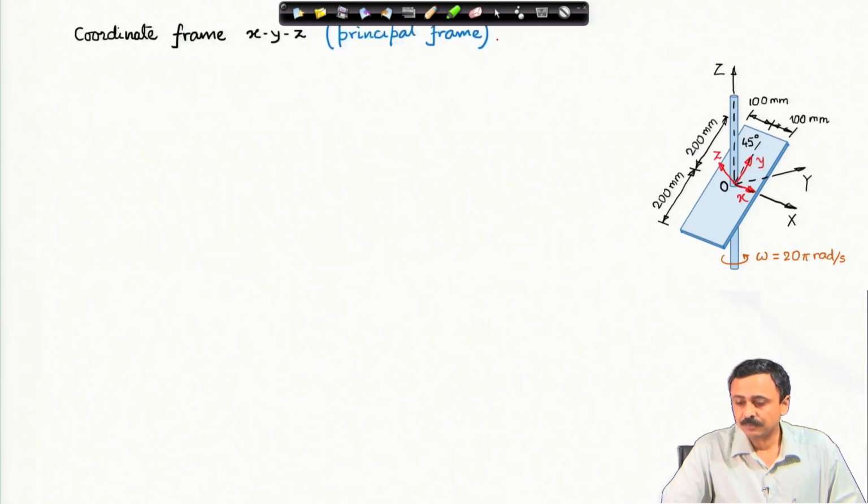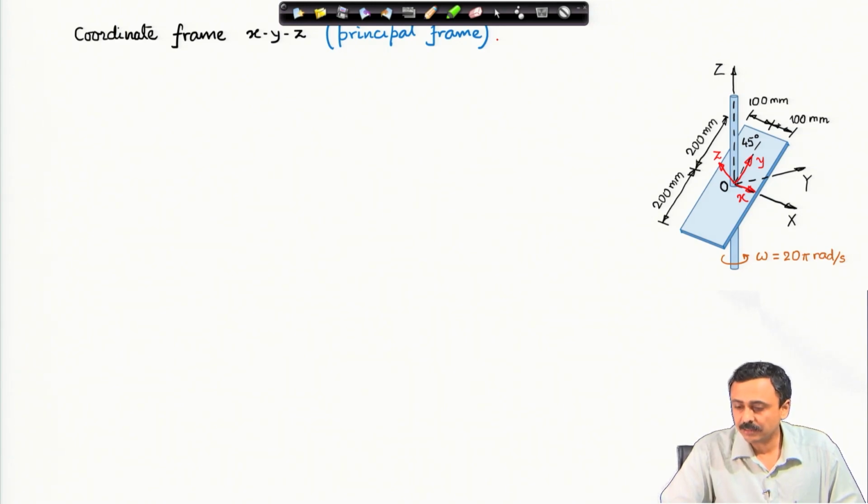But this problem can be solved in a much better, or simpler, way by considering this red small x y z frame. Why? Because that capital X Y Z frame is not the principal frame for the body, but the small x y z frame is, and that makes our calculations a little simpler. Let us then start calculating this.